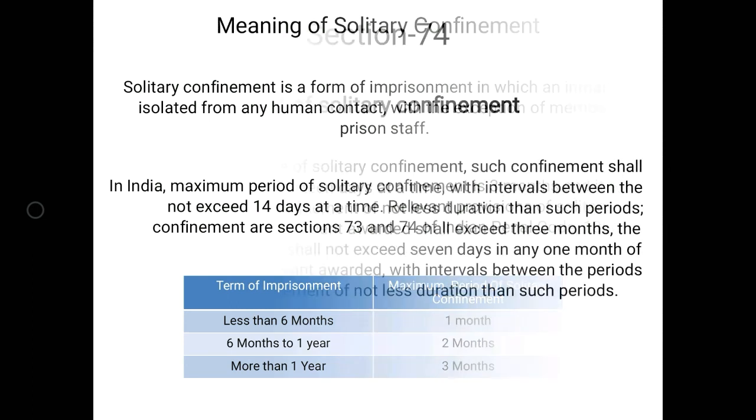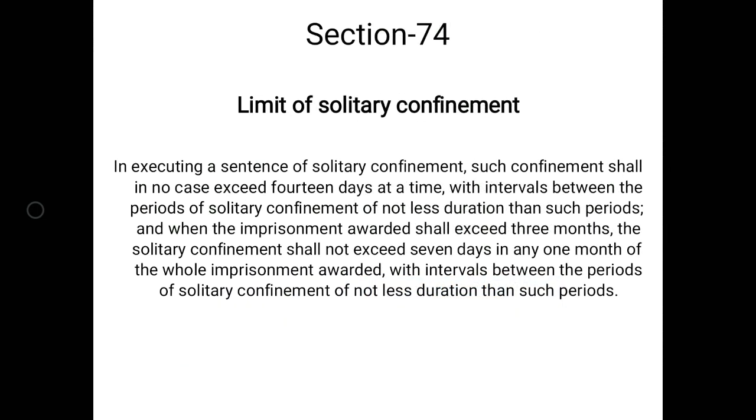Section 74. Limit of solitary confinement. In executing a sentence of solitary confinement, such confinement shall in no case exceed 14 days at a time, with intervals between periods of solitary confinement of not less than duration than such periods. And when the imprisonment awarded shall exceed 3 months, the solitary confinement shall not exceed 7 days in any 1 month of the whole imprisonment awarded, with intervals between periods of solitary confinement of not less than duration than such periods.